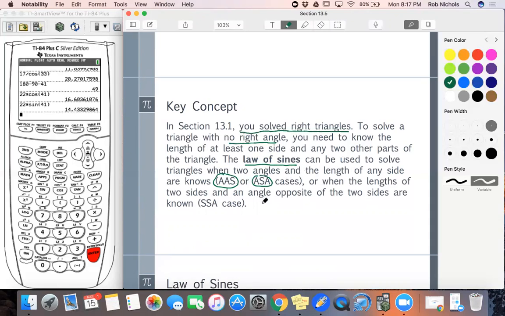Now, we can also use the law of sines in a third case when we have 2 sides and a third angle, but this one's a little tricky, and we're going to talk about that in just a second.